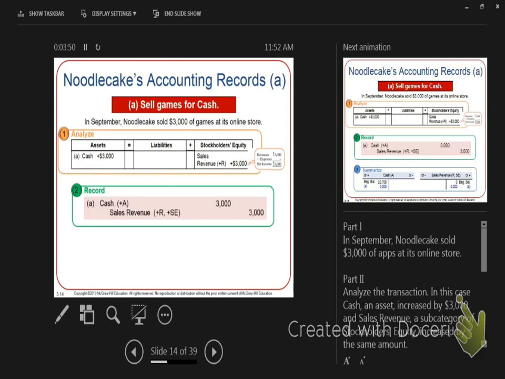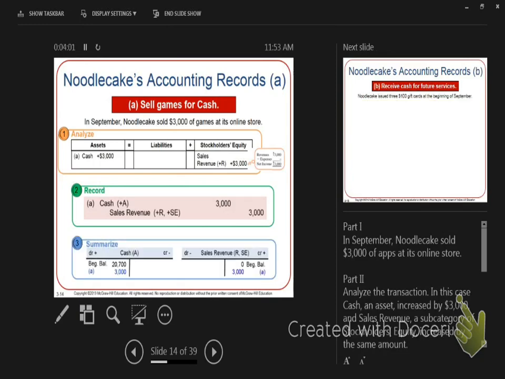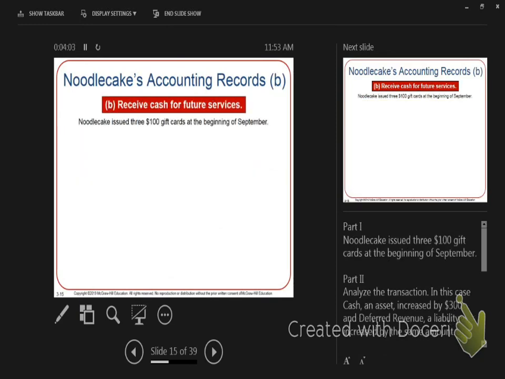Now, you're going to have very little to do with the analyze. I'm going to show it to you here so you can see how it affects revenue and expenses. But from your standpoint, you're going to be just doing that journal entry. And then, of course, it's going to summarize it there in the T accounts. All right, the next one.